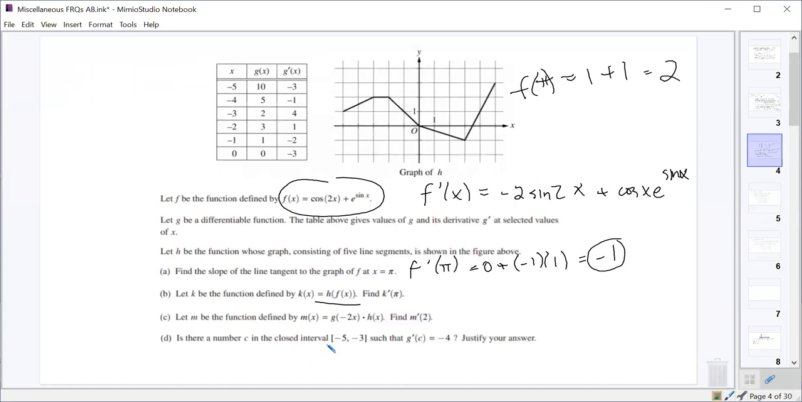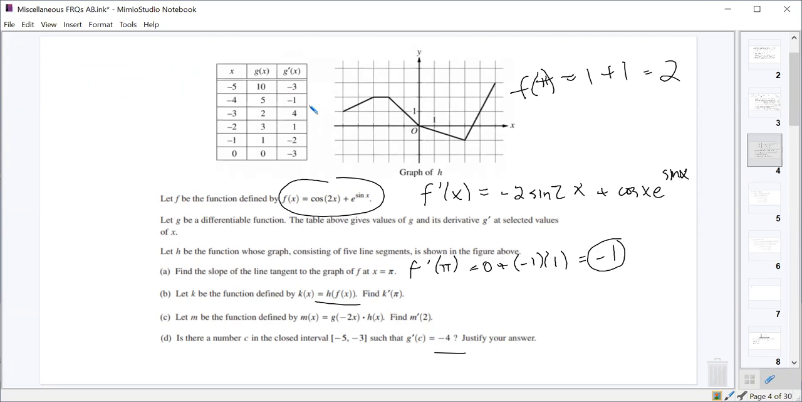Part D. Is there a number c in the closed interval -5 to -3 such that g prime of c equals -4? Well, two ways we could look at this. We could look at this in terms of the intermediate value theorem, or g prime. First off, before we even worry about if it's continuous, g prime goes from -3 to 4. Does that include -4? Not necessarily. So the intermediate value theorem is not going to work for sure.